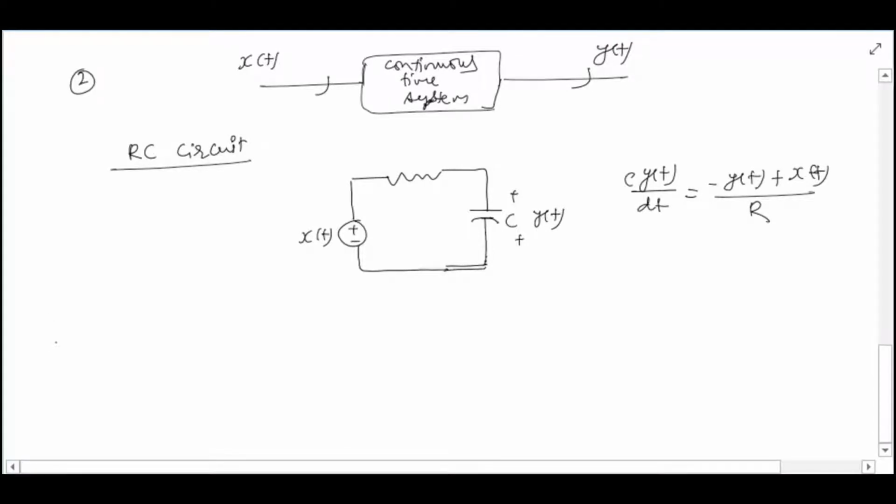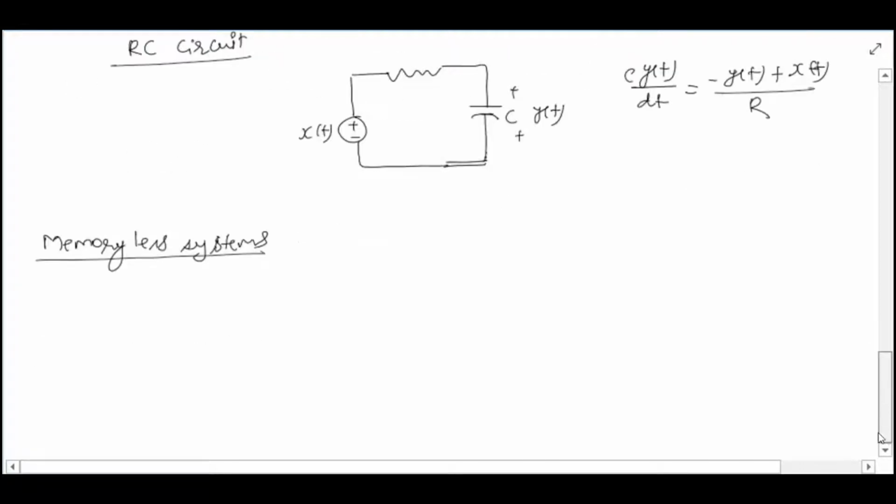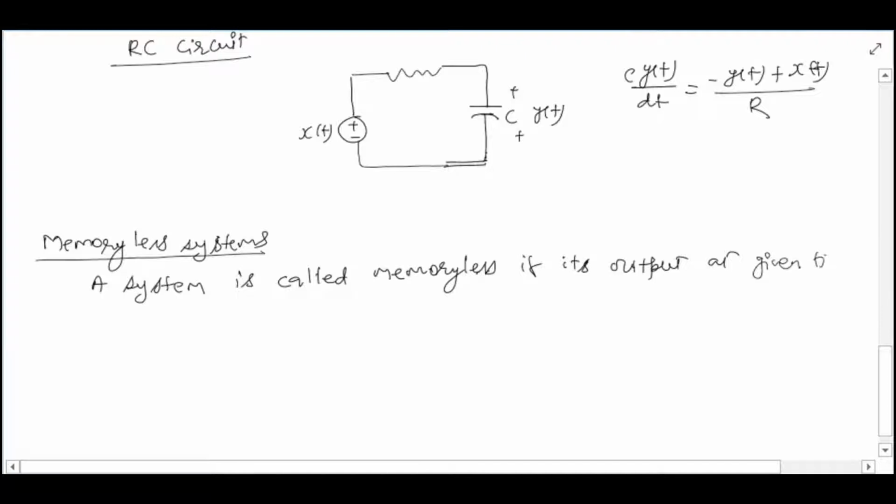Next is an important class of systems called memoryless systems. A system is called memoryless if its output at a given time depends on the input only at that time. Its output at a given time depends only on the input at that time. Okay. So here are a couple of examples.